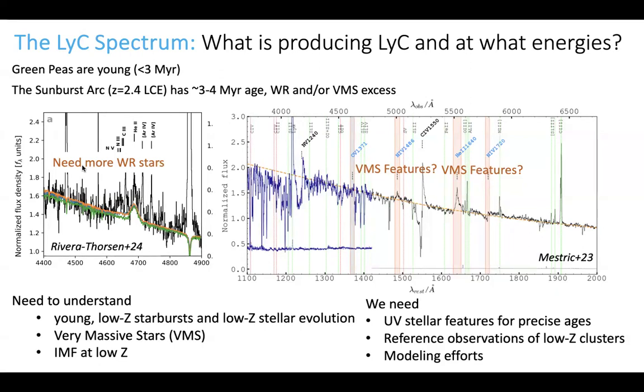But then once you get to a certain point where you start to form a lot of dust, either due to supernova or just interacting binary winds that can produce an awful lot of dust, then Lyman continuum leakage from a cluster would go down. This would be very interesting to study.